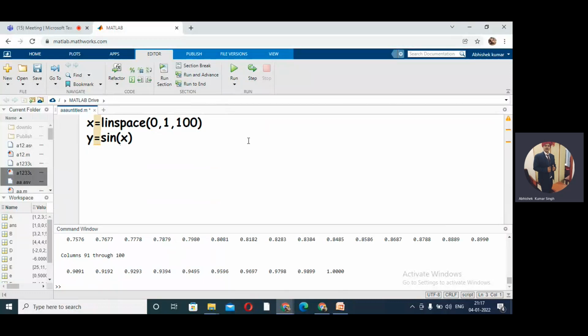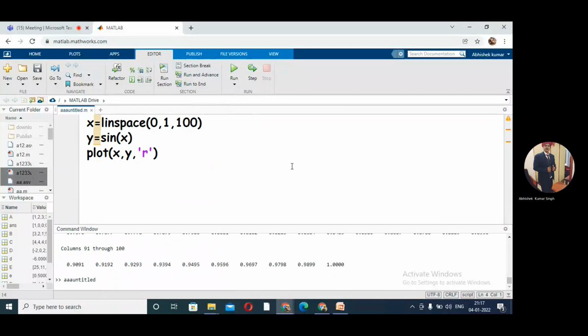Now let us join those points using the plot command: plot(X, Y, 'r'). R is the color in the plot command. Let us see. Are you getting the answer?